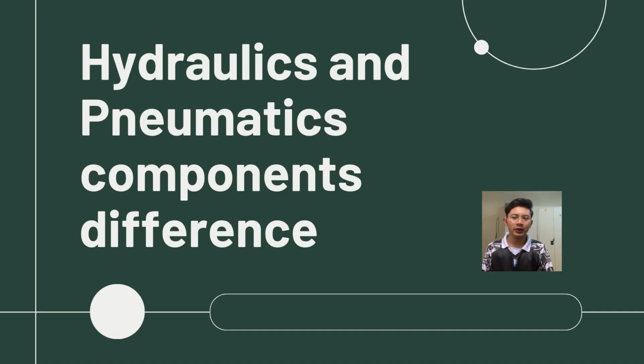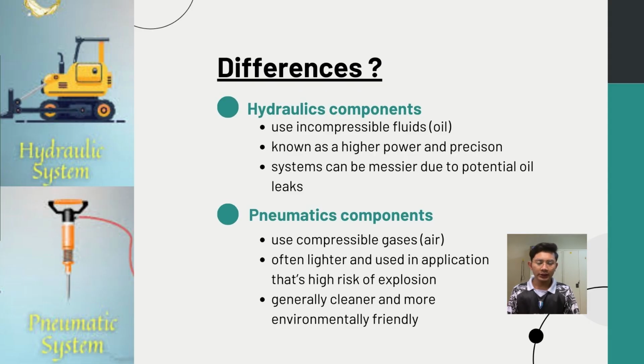Differentiating hydraulic and pneumatic components. In hydraulic components, usually they use incompressible fluid such as oil, while pneumatic components use compressible fluid, which is gas. As we know, hydraulics are known for higher power and precision, while pneumatics are often lighter and used in applications that have a high risk of explosion.